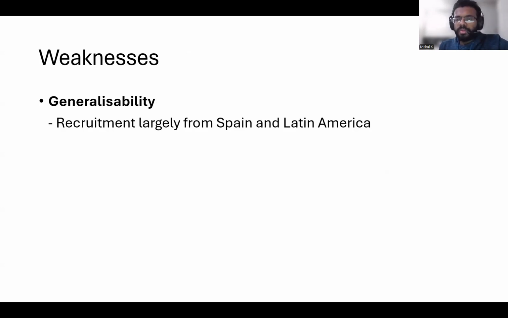Generalizability, even though it's a multiple continent trial, a lot of this is based on patients in Spain and Latin America. So it's basically more relevant to that area and those local practice patterns than it is elsewhere.